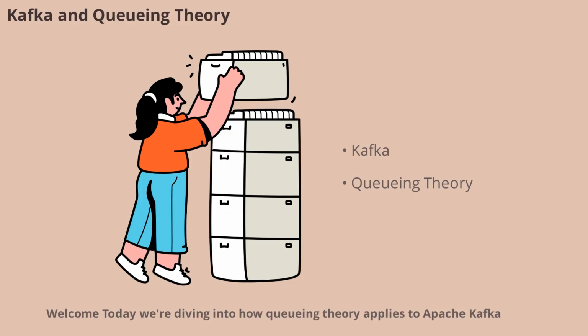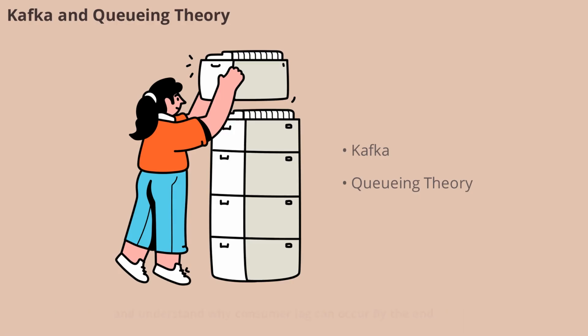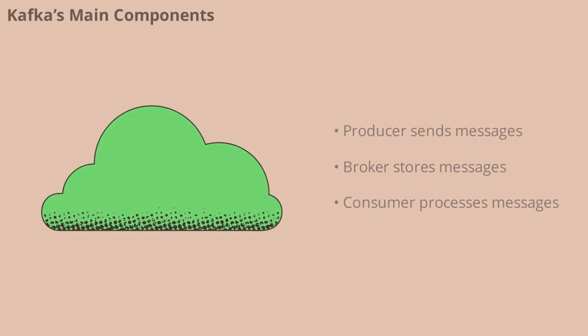Welcome. Today, we're diving into how queuing theory applies to Apache Kafka. If you've ever wondered how messages flow through Kafka and what happens when things get backed up, you're in the right place. We'll break down Kafka's core components, see how throughput is calculated, and understand why consumer lag can occur. By the end, you'll have a clear picture of how Kafka handles high message volumes and what you can do to optimize your system. Let's start with the basics.